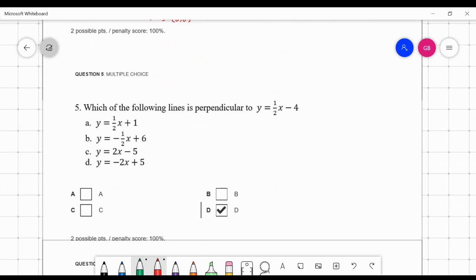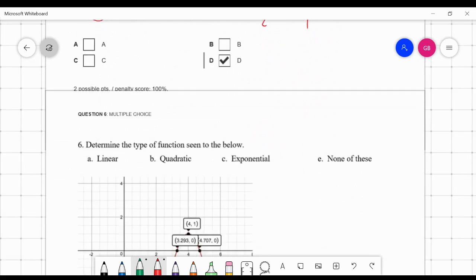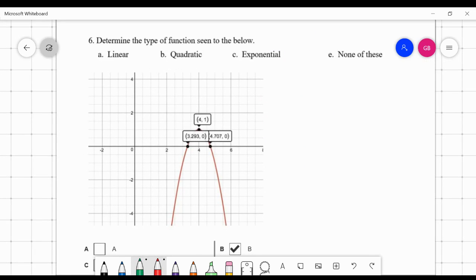All right, which of the following lines is perpendicular to y equals 1/2 x minus 4? Okay, so the perpendicular line has to be the opposite reciprocal. The slope has to be the opposite reciprocal. So 1/2, I'm going to flip it, and I'm going to make it negative. So the slope is -2, and the only one that has the slope of -2 is letter D. Number 6, determine which of the type of function seen below. So this curve that goes up and then goes down is the quadratic curve.